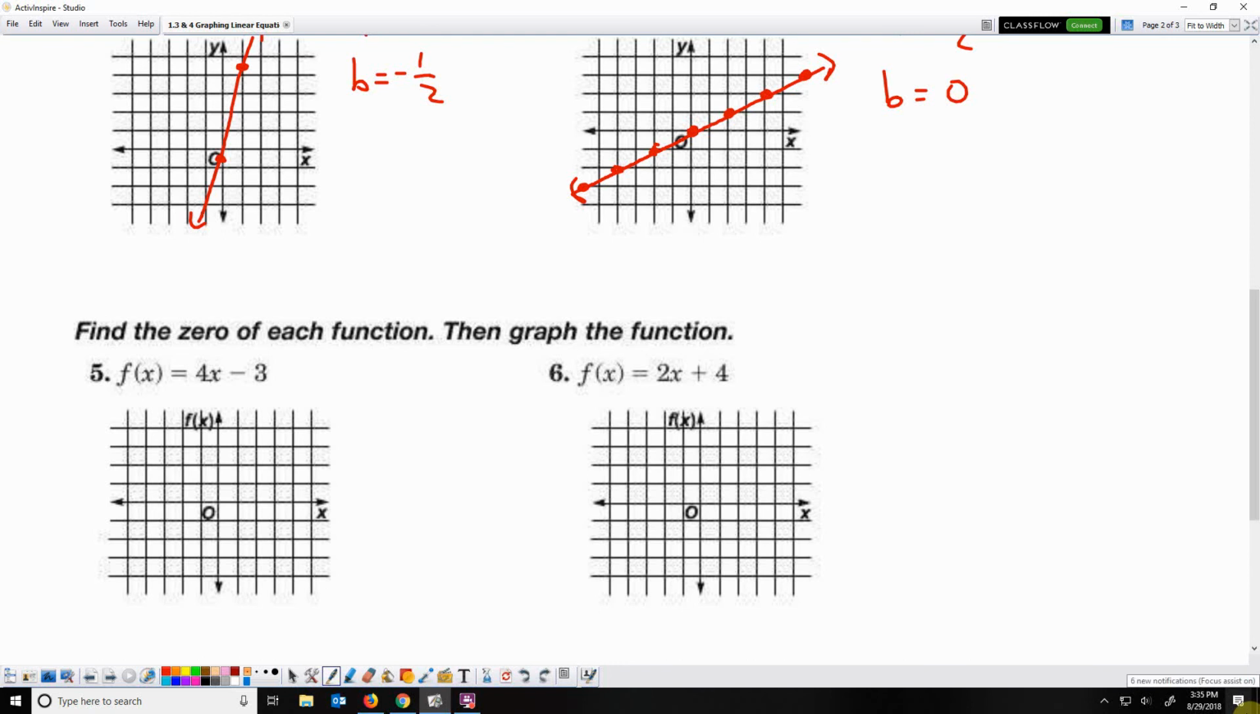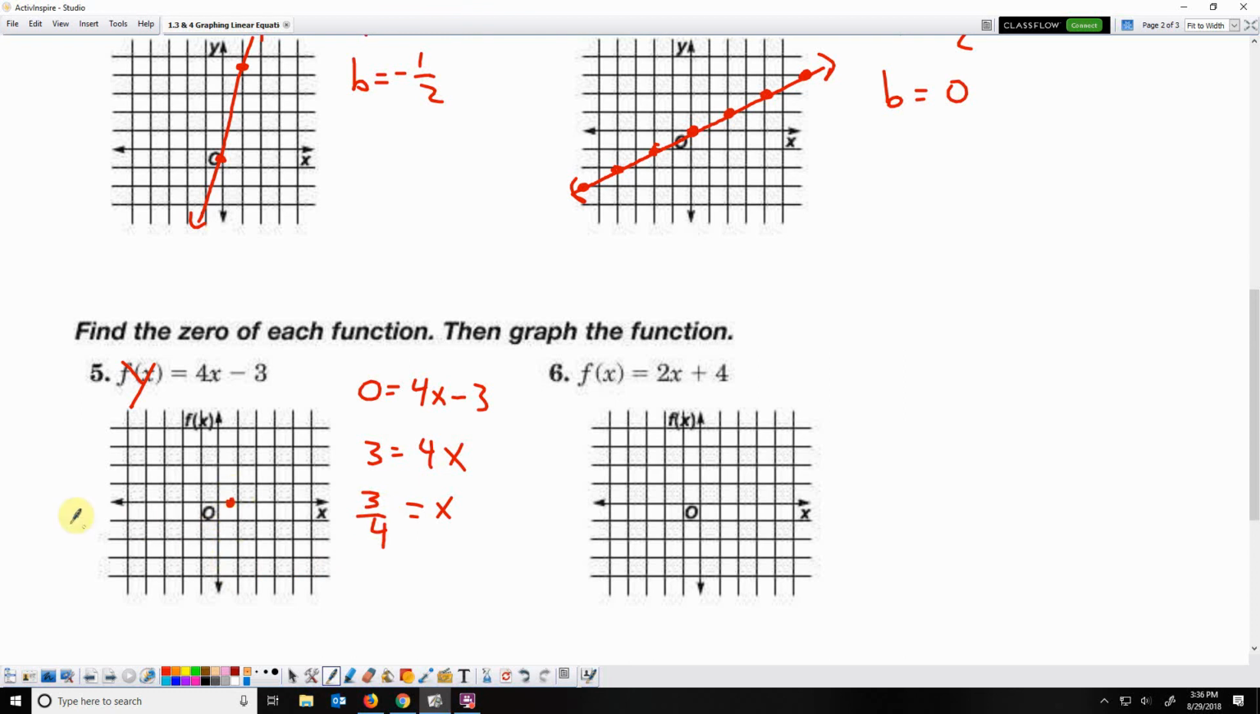And then find the 0 of the function. Okay, the 0 is the y-intercept. And this right here, this f of x, that's just function notation. It's the same as putting a y there. So 0 equals 4x minus 3. Okay, so I can move that 3 over. So x is 3/4. So the x-intercept is 3/4.